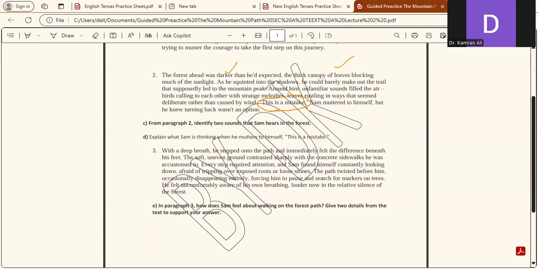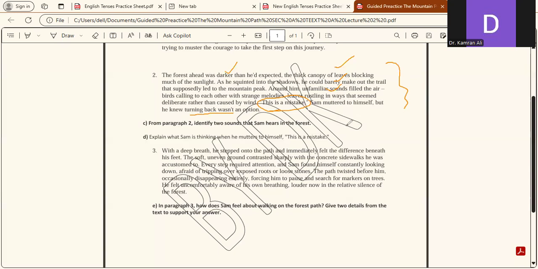As he squinted into the shadows, he could barely make out the trail that supposedly led to the mountain peak. Around him, unfamiliar sounds, leaves rustling in ways that seemed deliberate rather than caused by wind. "This is a mistake," he muttered to himself, but he knew turning back was not an option. So when he's saying that this is a mistake, that means he is not comfortable and he feels threatened, right?